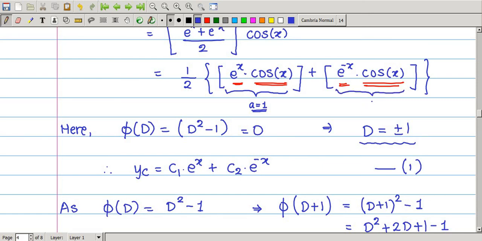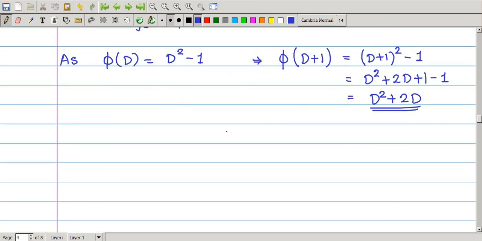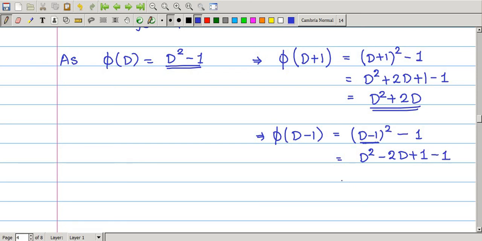And for the second function, here the value of a is equal to minus 1. Then we check the value for phi of d minus 1, as we replaced d by d minus 1. So it is equal to d minus 1 square minus 1. So the expansion will be d square minus 2 times d plus 1. Straight here, as our auxiliary equation is d square minus 1, d is replaced by d minus 1. So after simplifying, we get d square minus 2 times d.